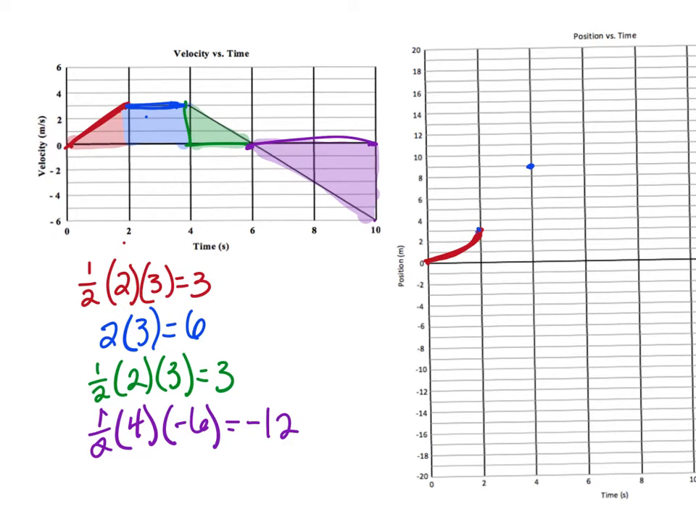And we want to put a diagonal line here because a diagonal line on a position graph tells us we're going at constant velocity. All right, moving on to the green triangle, we're going up 3 more in those 2 seconds. So we're at 9.